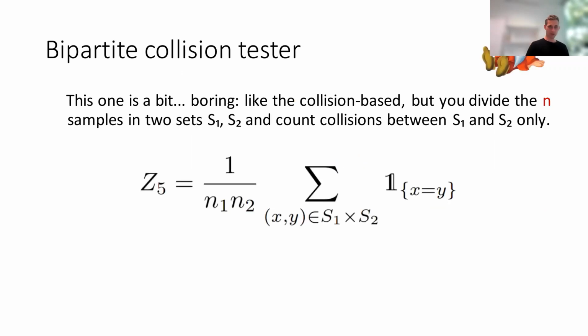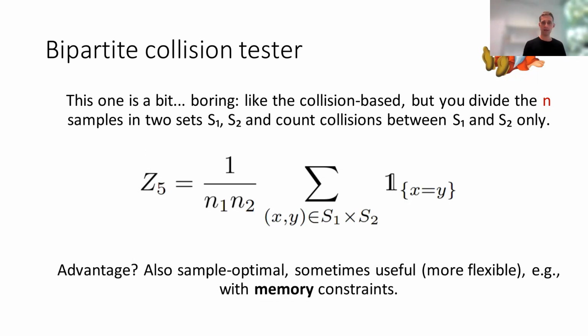I'm not going to give too many details about that one. Think of the collision-based tester we've seen before: I look at how many things collide and that gives me an estimator. But now instead of looking at all of the possible pairs to see if they collide, you just take 2 sets of samples and see if something from the first half collides with something from the second half. It's not clear why a priori I want to do that, but I can define it that way. That gives you some flexibility.